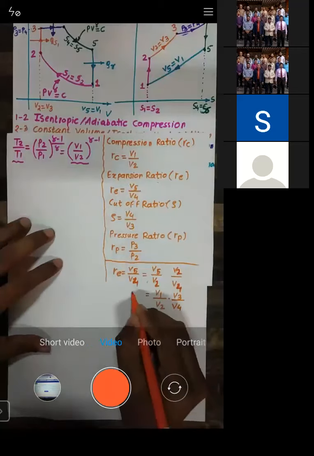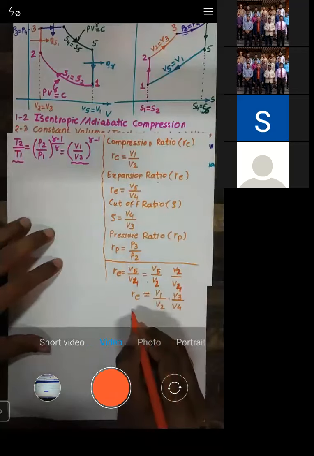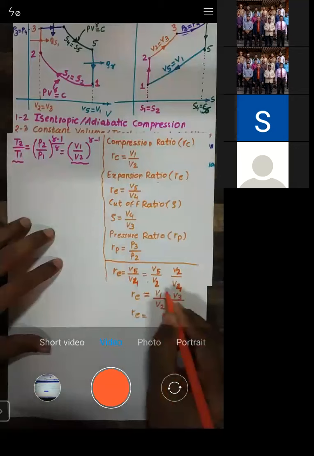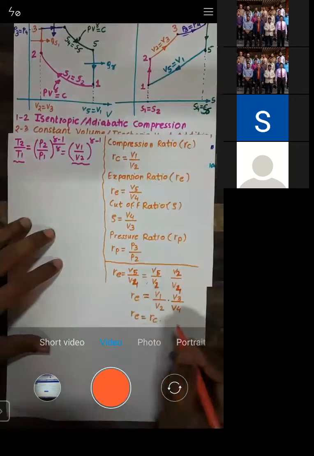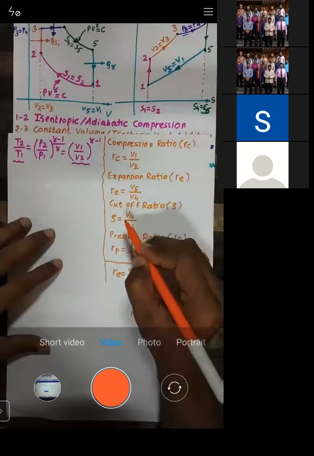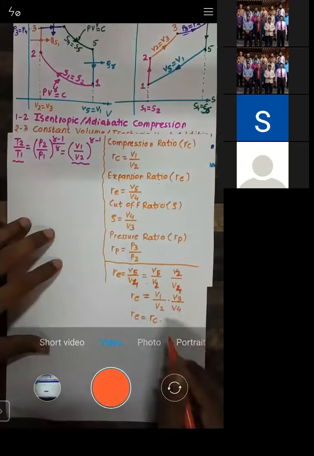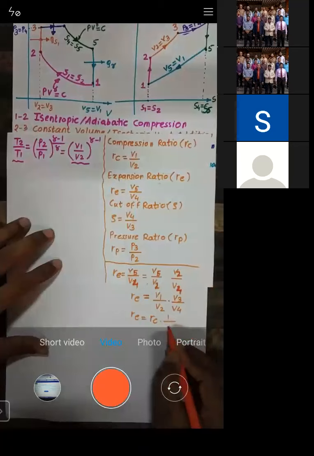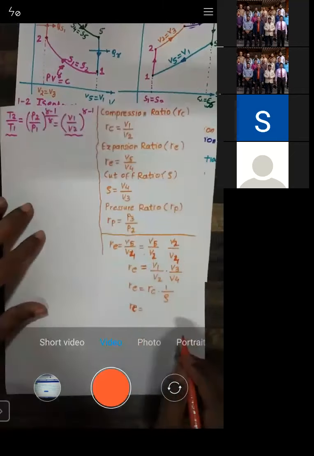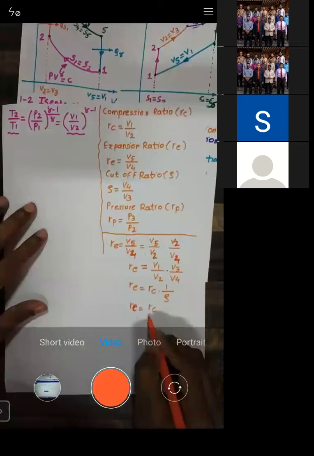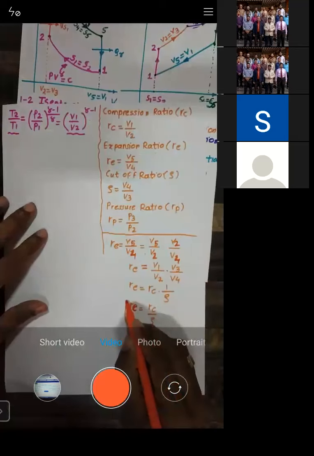Now this is RC, right? So this is RE. RE is given by, what is V1 by V2? You can check, it's RC. Into what is V3 by V4? V3 by V4 is 1 by rho, right? So what value did you get? RE, that is the expansion ratio, is given by RC by rho. Is it okay?